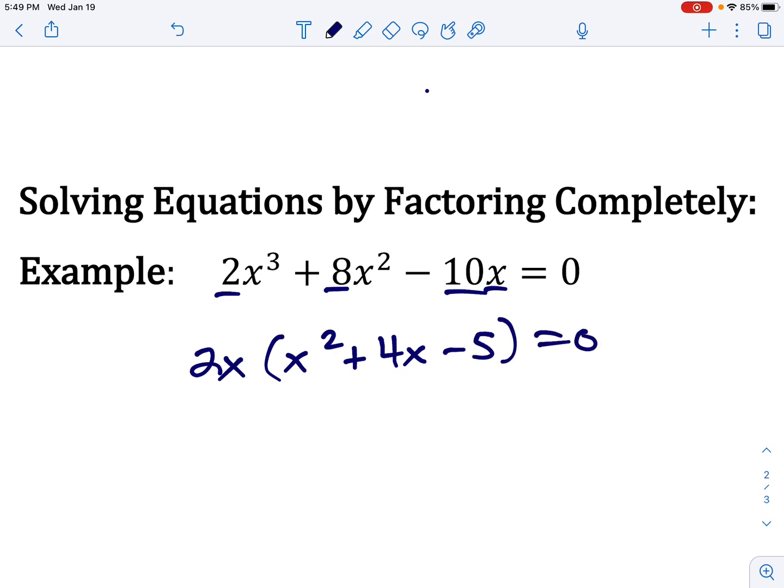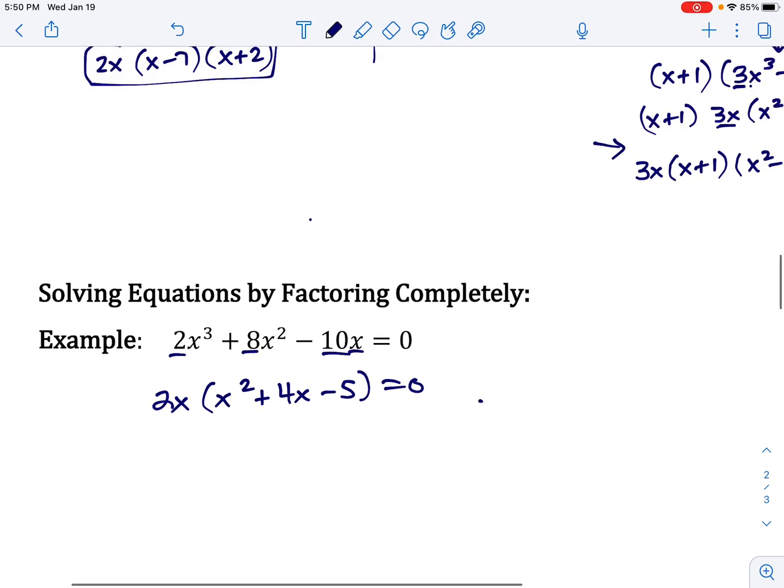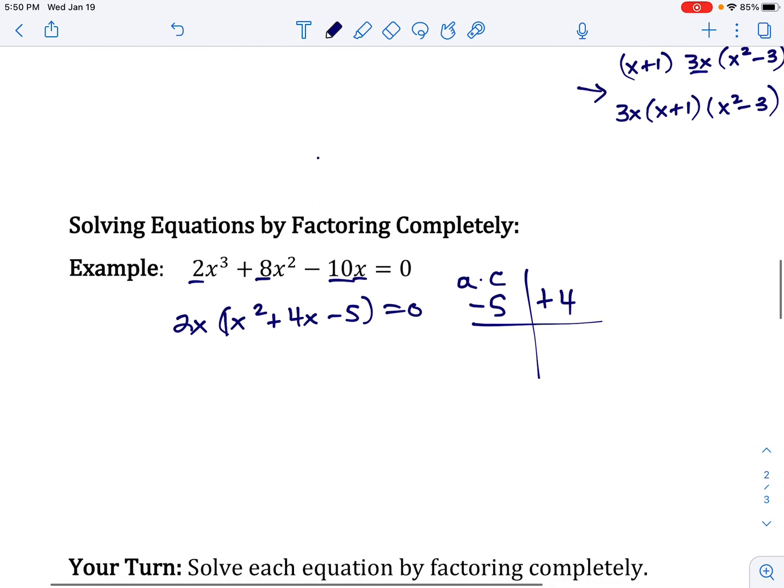So now I am solving. Now I'm going to look at x squared plus 4x minus 5. Can I factor that? And how can I factor it? Remember, we're still going to follow that rule where it has to multiply together a times c. My a is 1. 1 times c is negative 5, to add up to be positive 4. What are factors of negative 5 that add up to be positive 4?